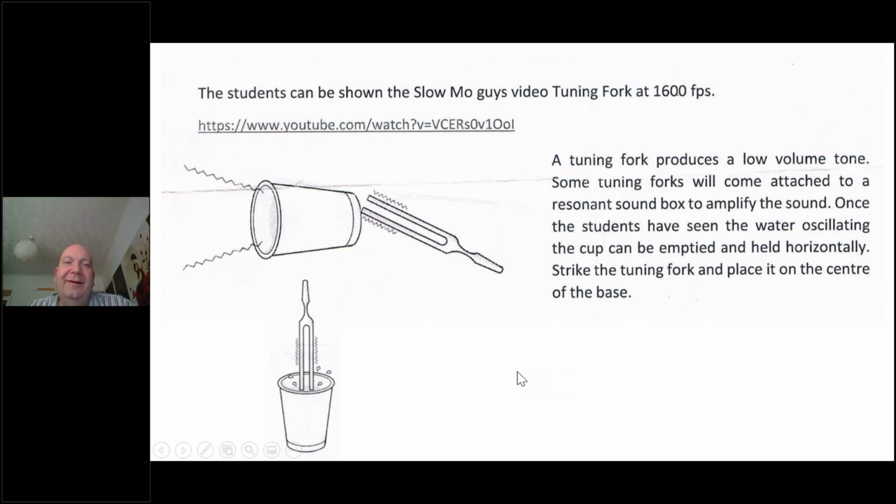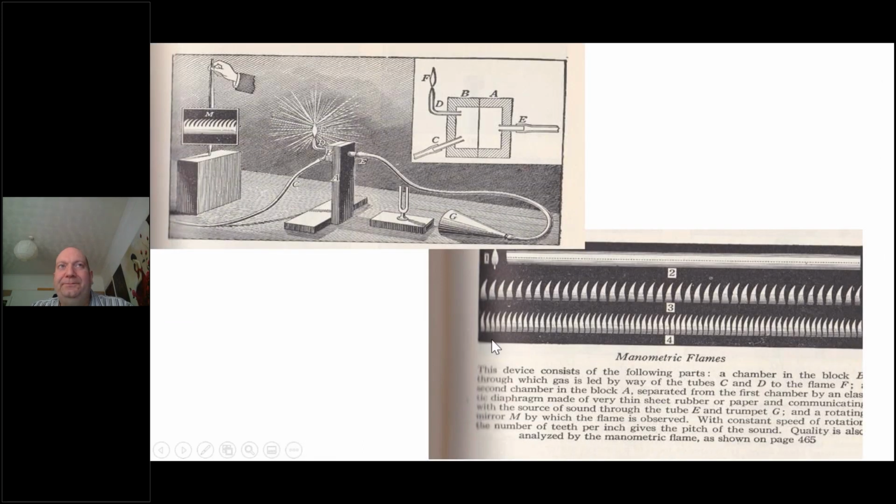So nowadays we're lucky, and like I say here, we won't look at it now, but those Slow Mo Guys do an amazing thing with a tuning fork. So again, visualizing sound. One of the things I really like looking at is the old ways of doing things. This is a book by Millikan, actually, of oil drop fame.